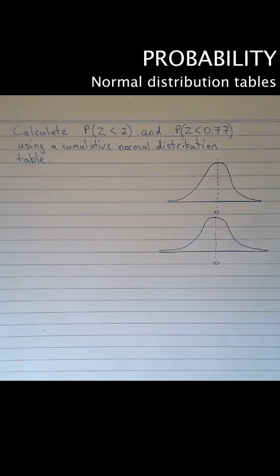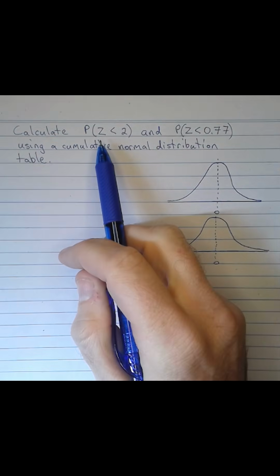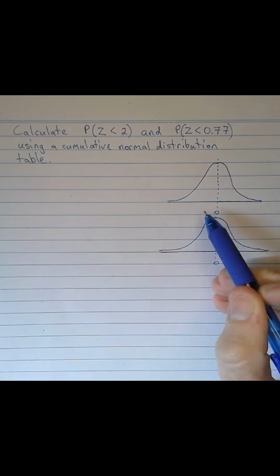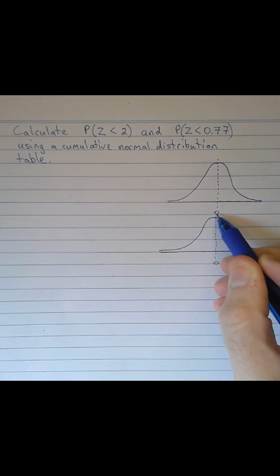Question, I'm going to calculate two probabilities using a cumulative normal distribution table. The first one asks that we find the probability that z is less than 2. So what I'm going to do first of all is quickly draw a little sketch of the normal distribution, noting that the mean for the standard normal is 0.